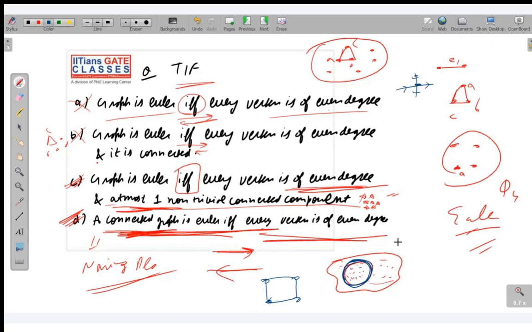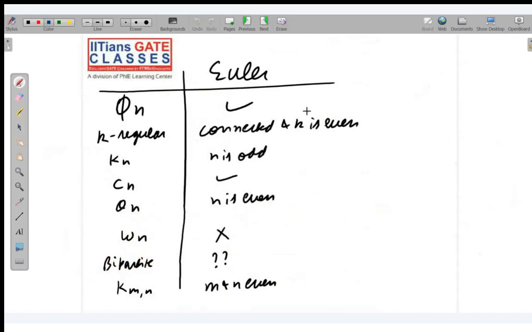Take a snapshot. I will jump to the next slide. So these are some examples. The null graph, I have already told you, is always Euler. Like this, a single vertex, two vertices, three vertices, four vertices, and so on. Whatever you want, you can take.